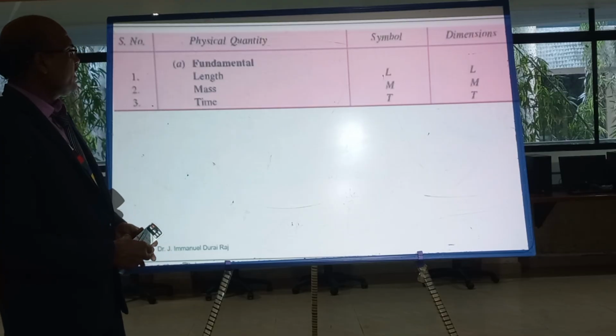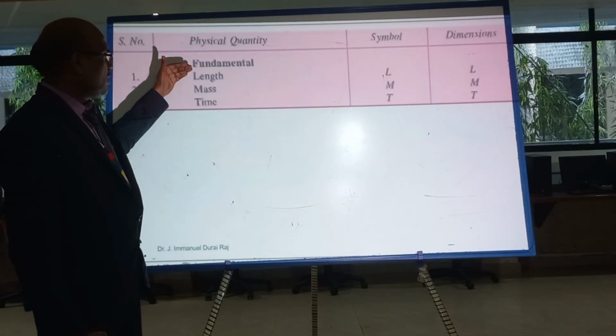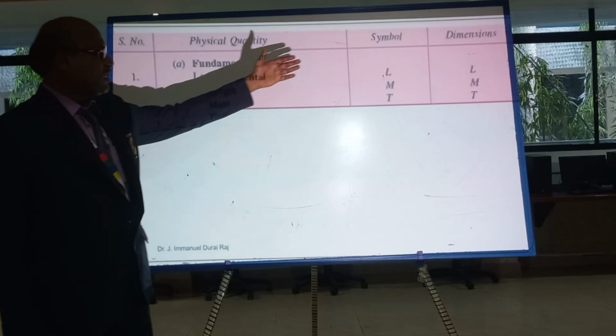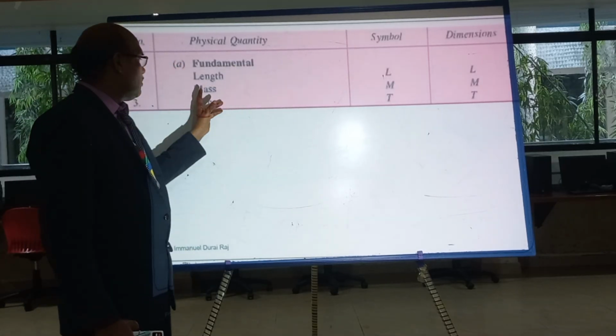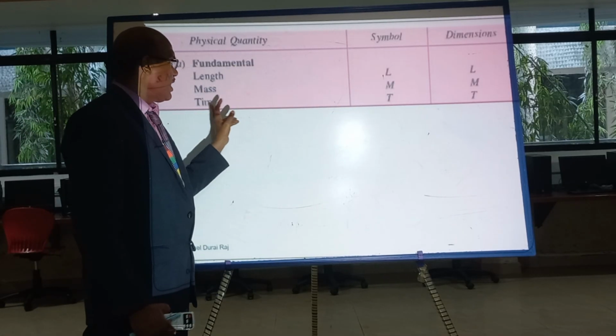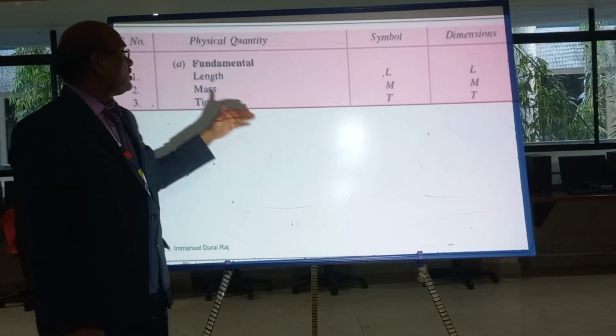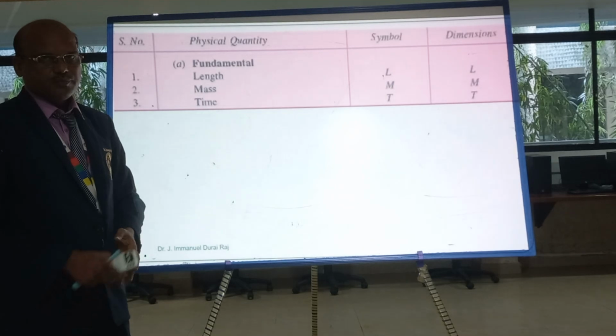Mainly we take these as fundamental units: normally mass, length and time. The symbol of the fundamental dimensions is L for length, M for mass and T for time. So the dimensions are also the same, L, M, T. This is fundamental dimensions.